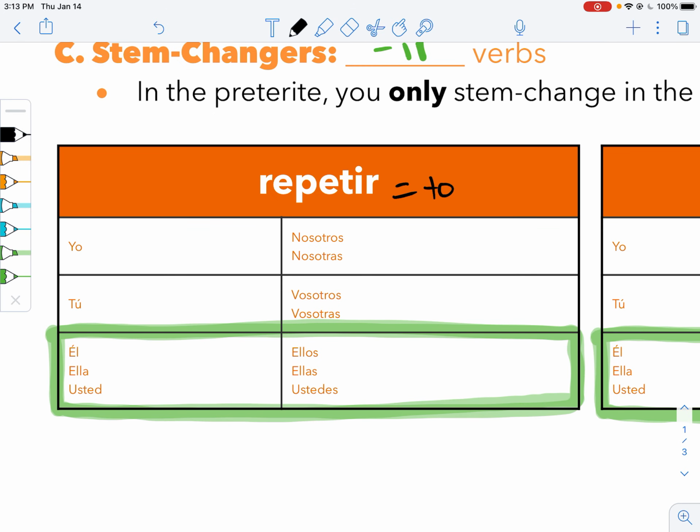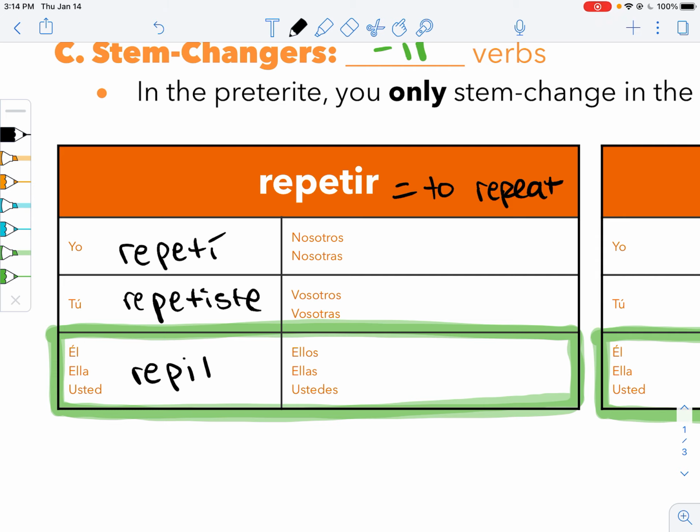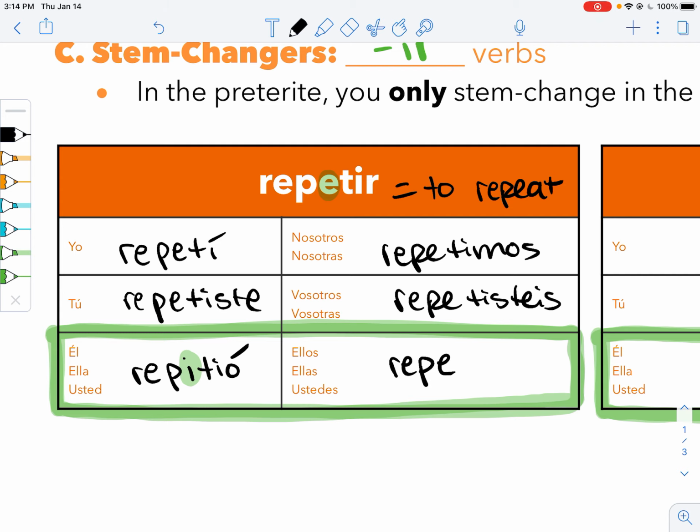Repetir looks just like what it does in English. It's to repeat. So we're going to put our IR endings, giving us repetí, repetiste. And instead of repetió, we have repitió, because our E changes to an I. Continuing on, repetimos, repetistes, and then instead of repetieron, that E changes to an I.